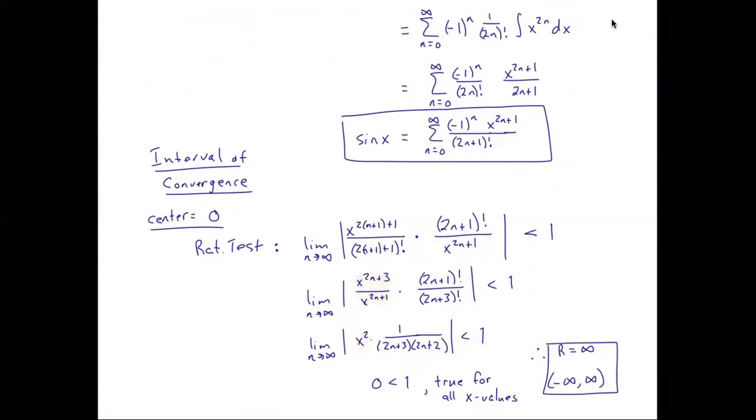X has nothing to do with this limit. N runs off to infinity. This term is driven to 0. This is strictly less than 1. We see all this summarized here. As soon as we get that this overall limit is 0, and it doesn't even have x in the expression, then we know that it doesn't matter what x is. This is always true. The left-hand side is always less than 1. It's true for all x values. So we know that the radius of convergence is infinity. The interval of convergence is negative infinity to infinity.